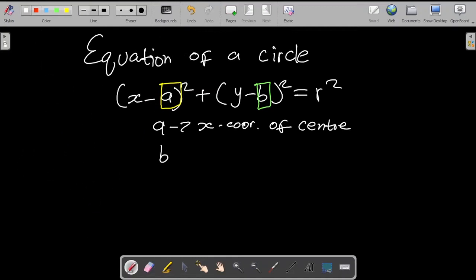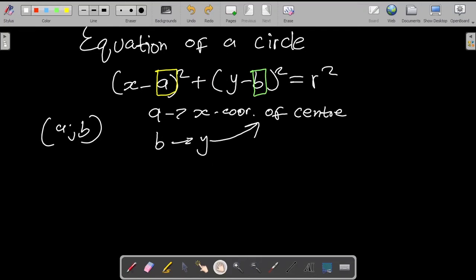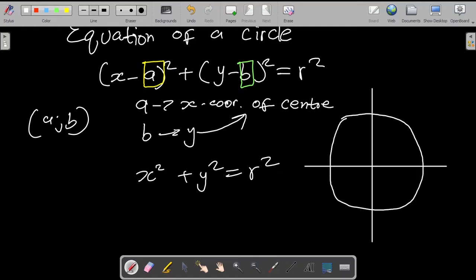Now the B is the y-coordinate of your center. So A, B describe the center of the circle. You can just take them out from your formula. If you have this as your formula, then that means your circle is centered around the origin. So if you have the Cartesian plane like this, then you expect your circle with the center at 0, 0, because if you substitute those values into A and B, this is what you get.